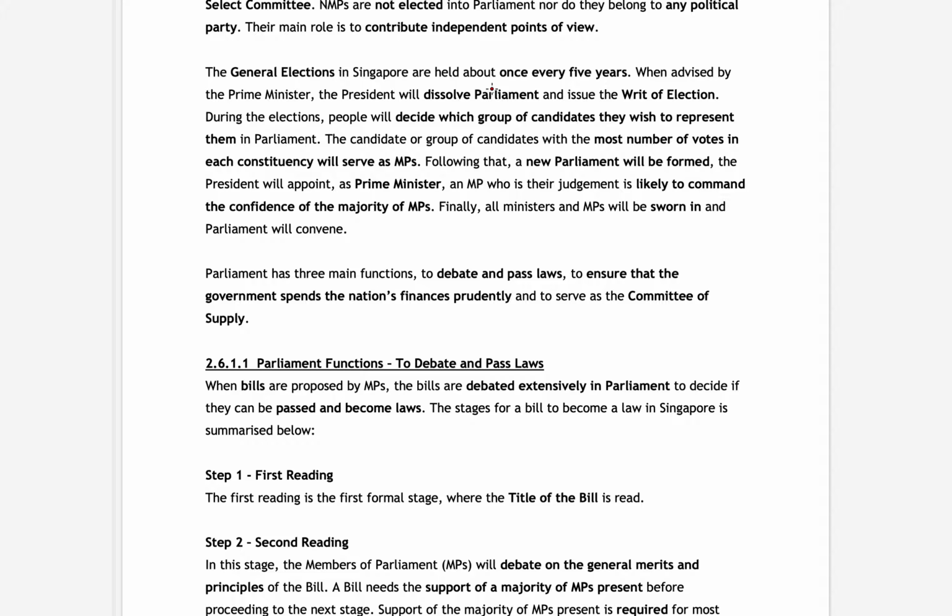So the new parliament will be formed, the president will appoint the PM, and the PM must command the confidence of the majority of MPs in parliament. If not, this prime minister cannot be a leader if he cannot even command the majority of MPs that are voted in. Okay, and all MPs will be sworn in, and then Parliament will convene as per normal.